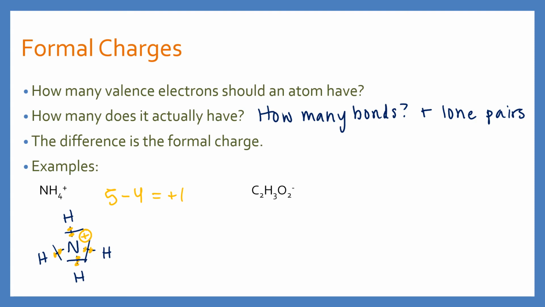Now let's look at the acetate molecule, which is our other example. The structure of acetate has the 2 carbons linked together. All of the hydrogens are actually on 1 carbon atom. We have a double bond to an oxygen and a single bond to the other. And we're going to have some lone pairs.